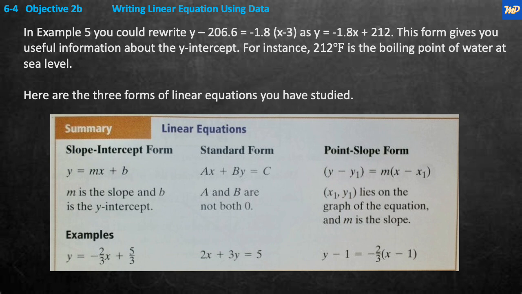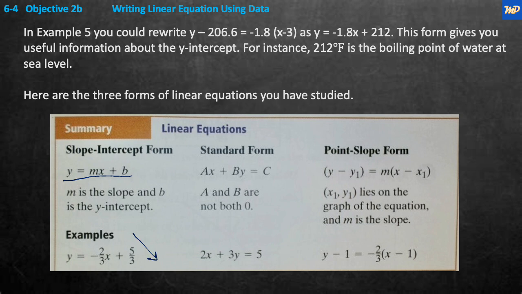And then the last thing we want to look at here are the 3 forms of linear equations that we've studied so far. First, the slope-intercept form, y is equal to mx plus b. M is the slope, and b is the y-intercept. Here's an example: y equals negative 2/3 x plus 5/3. 5/3 is where the y-intercept is, and the slope is negative 2/3. It's negative, so going from left to right, it's going down.